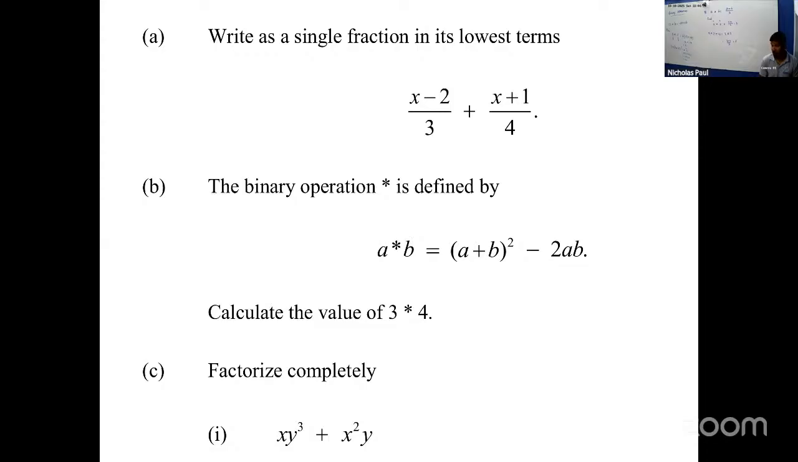Alright, let's see. So here we have a binary operation question. The first thing to do is to figure out what A and B are. Read it again and tell me what A is. A is 3, right? And B is what? B is 4.